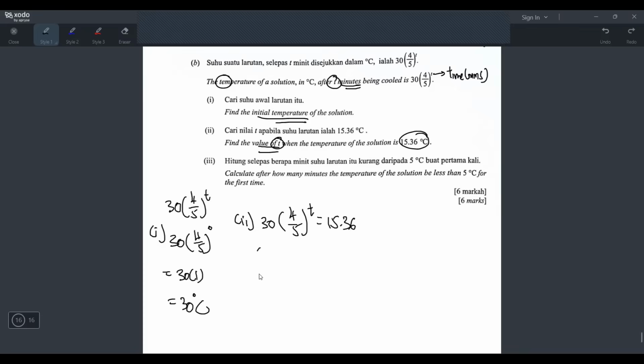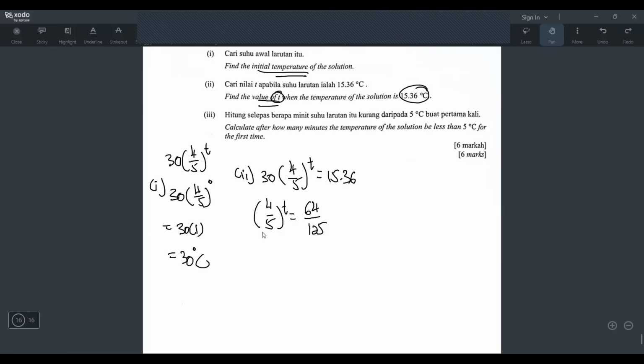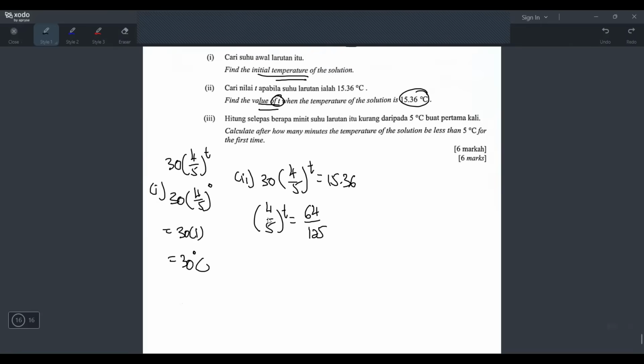Find the T. So what you do now, okay, first move the 30 to the other side, becomes divide. So let's press 15.36 divide 30. Okay, my calculator gives me 0.64, or 64 over 125, right? And then what you do next? You will check whether the number on the left side and the number on the right side can change to the same base or not, right? If they can change to the same base, then you change to the same base. But if cannot, then you add log on both sides, right?